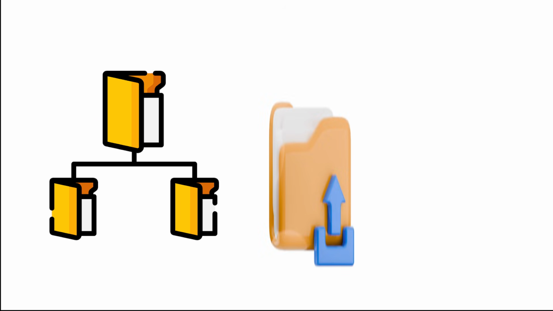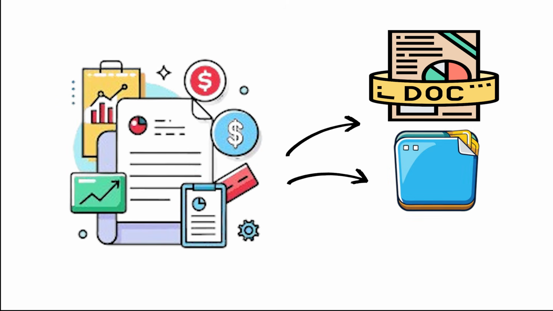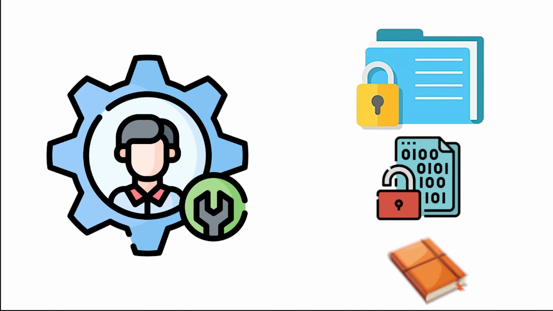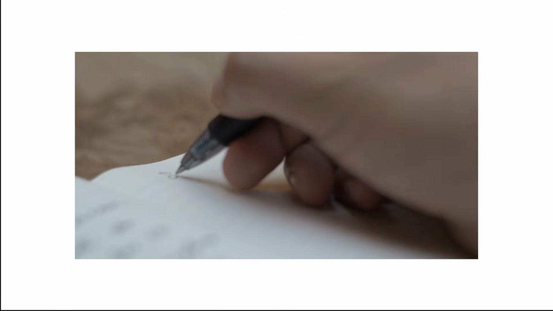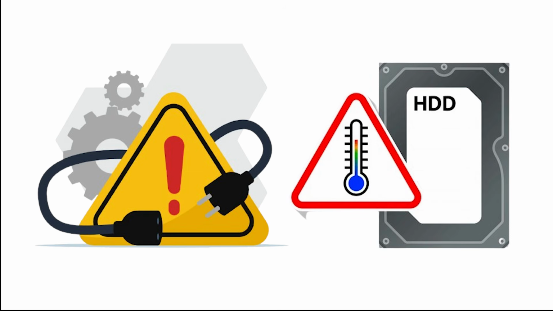The file system. Your files have to live somewhere. The file system is the software layer that organizes data on your storage drive. It decides how files are named, where they are stored, how permissions work, and how deleted files are handled. On Windows, the default file system is NTFS, New Technology File System. It's been the standard since Windows NT, and it supports features like file permissions, encryption, compression, and journaling. Journaling means the file system keeps a log of changes before writing them, so if the power goes out mid-write, the drive can recover without corrupting your data.